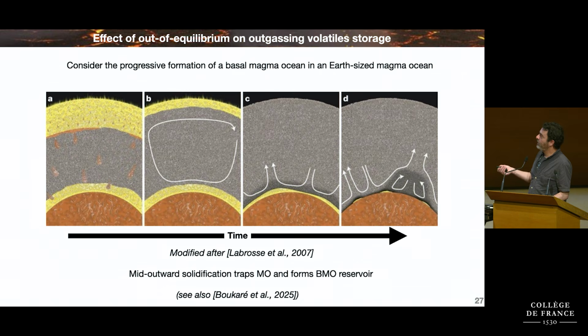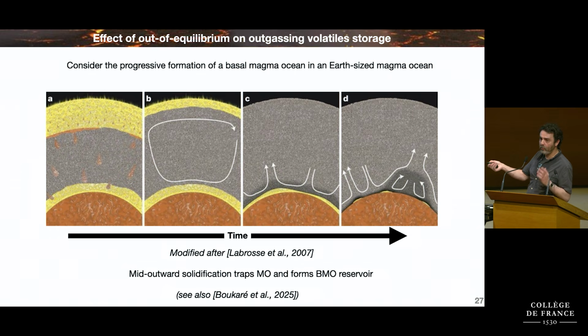And so we investigate that in the frame of what people call the basal magma ocean scenario that was proposed almost 20 years ago by Labrosse and collaborators, which has been recently confirmed by more elaborate simulations. But in this simple frame, which is certainly much more simplified than here, basically this is the way it works. You have a global magma ocean that you start to solidify somewhere in the middle, not from the bottom.